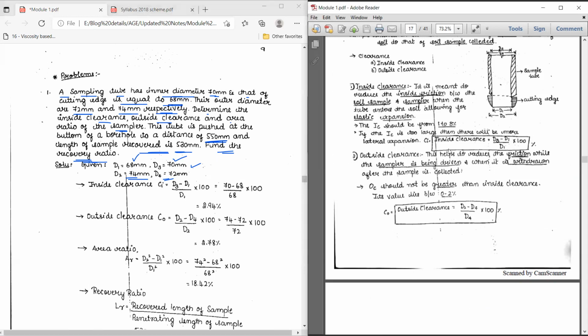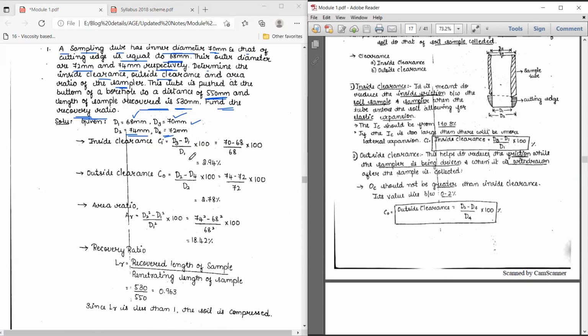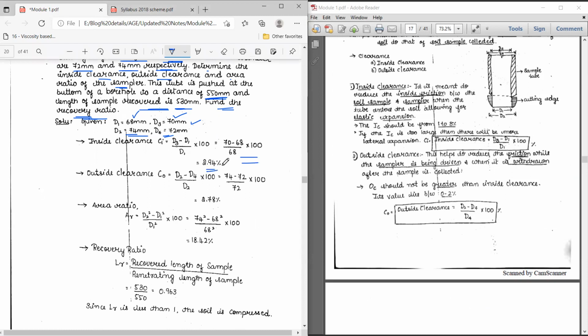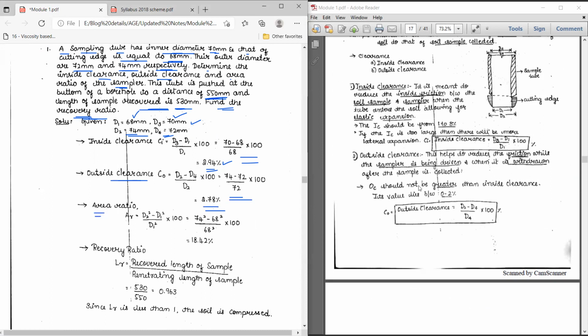Now the inside clearance formula is (D3 minus D1) divided by D1 into 100. We know what D3 and D1 are. So you just substitute all the values in the inside clearance formula and check what the value is. So here we got the value as 2.94%. Next, calculate the outside clearance. The formula for outside clearance is (D2 minus D4) divided by D2. So all the values are available. Substitute all the values here and check out the answer. It is 2.78%.